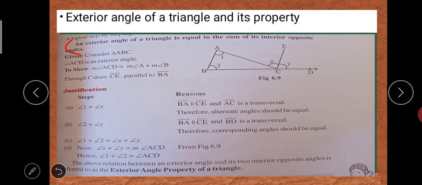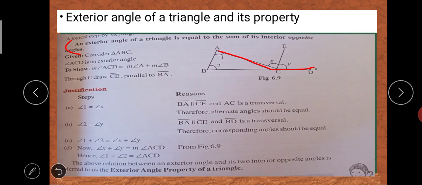So see the figure here, 6.9. What is given here? A triangle ABC is given and ACD is an exterior angle. Now here you have to show that angle ACD is equal to the measure of angle A plus angle B. Now what do you have to do here?